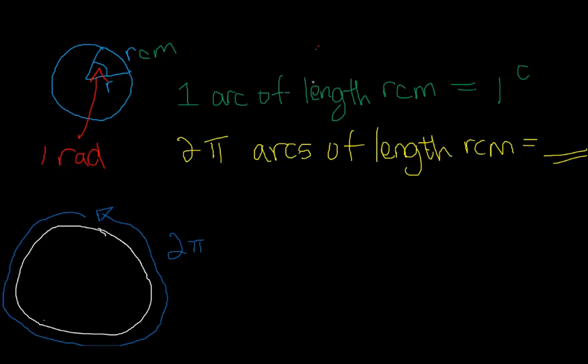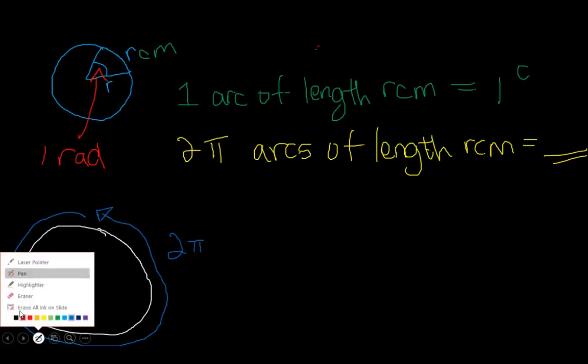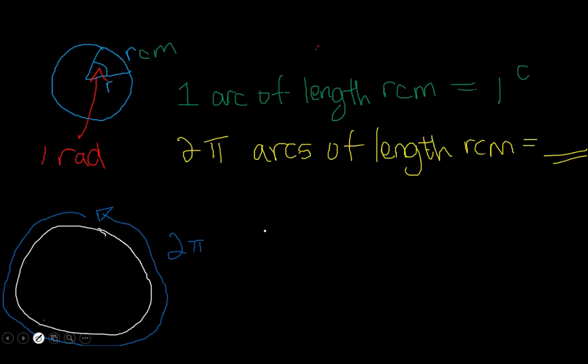If 1 arc of length r centimeters is 1 radian, how many radians would 2 pi arcs of length r centimeters be equal to? Any idea? Going once, going twice. Okay.